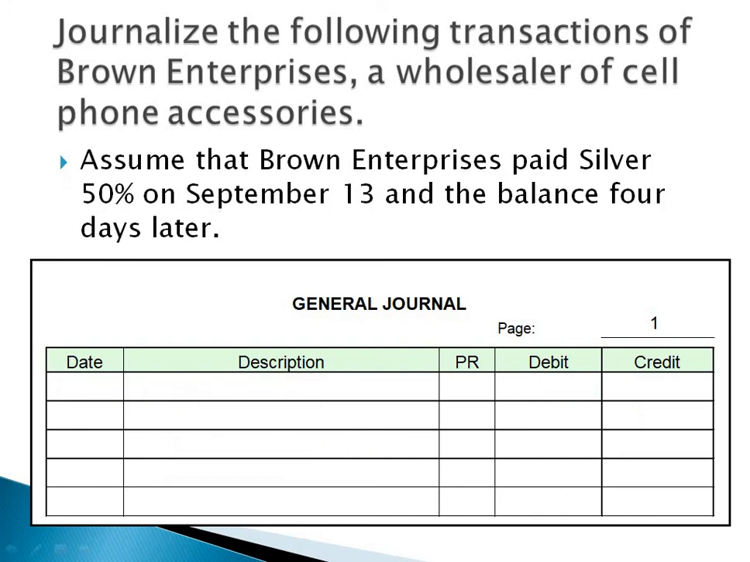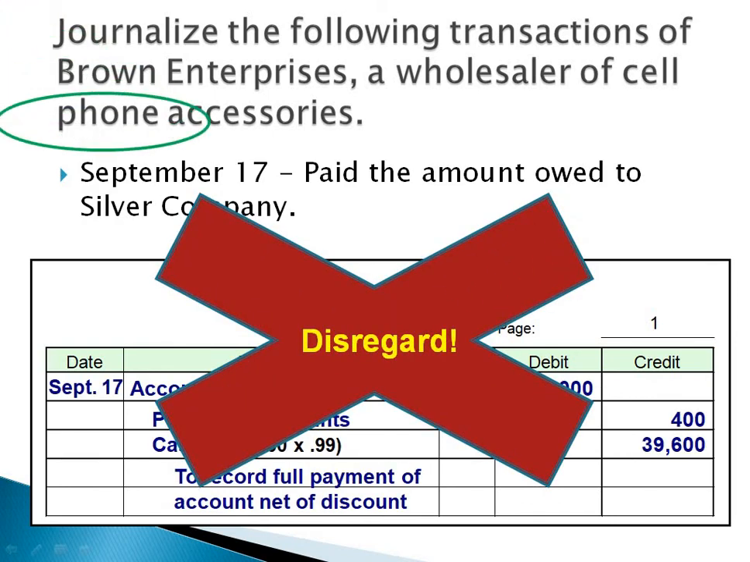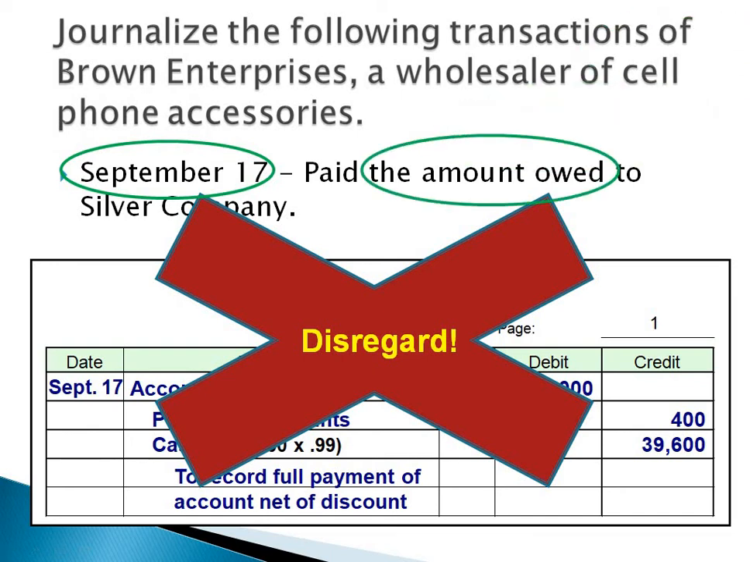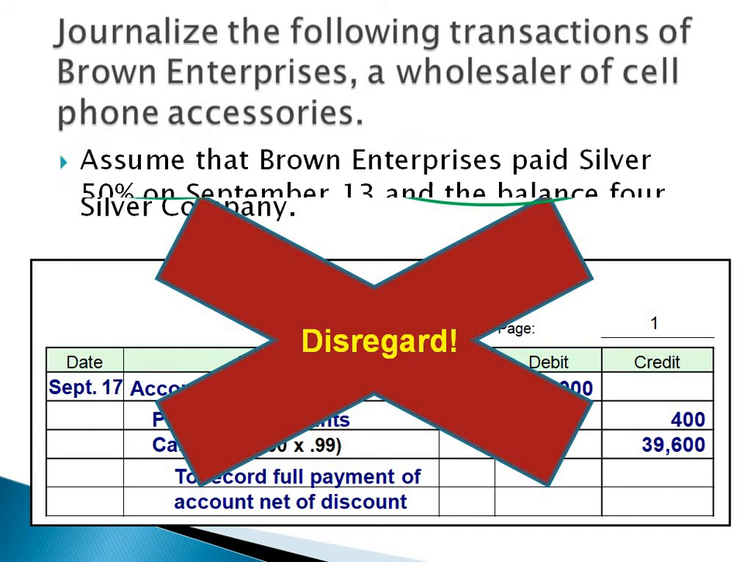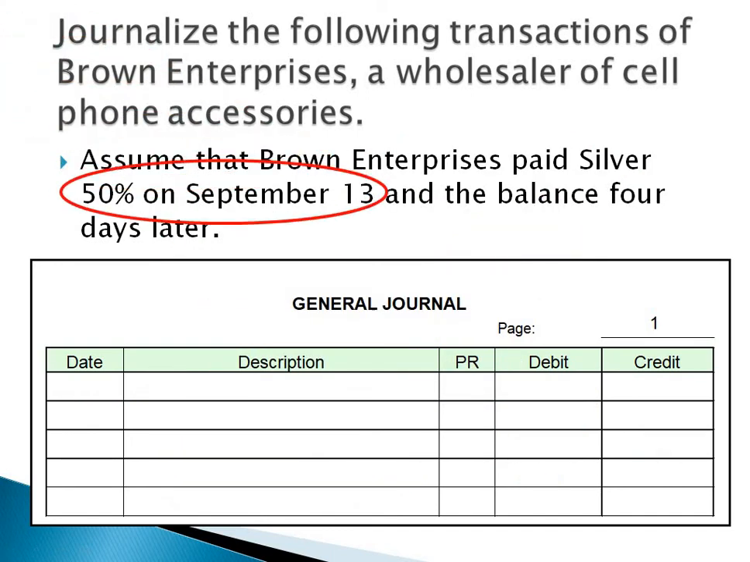In this episode, let's assume that Brown Enterprises paid Silver Company 50% on September 13 and the balance 4 days later. Meaning to say, we have to disregard this September 17 transaction where Brown Enterprises paid the entire or full amount owed to Silver Company. Instead of Brown paying in full, we have to assume that the entity made only partial payment of 50% on September 13 and the balance, the remaining 50%, was paid 4 days later on September 17. Got it?